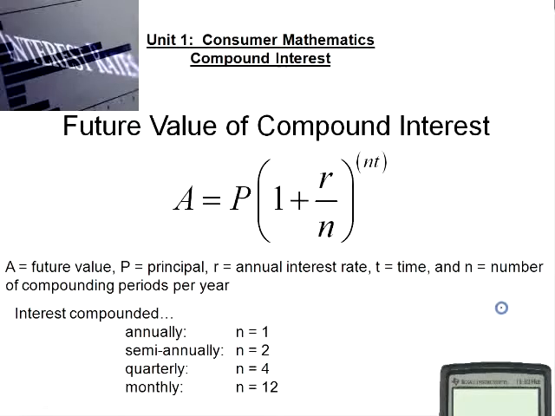On simple interest and on compound interest, we can either borrow money or invest money. If we borrow money, we pay interest. If we invest money, we earn interest.